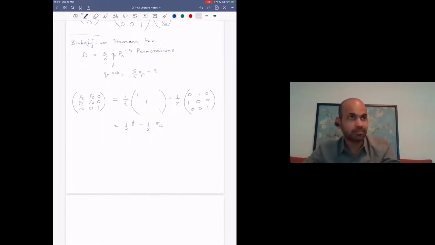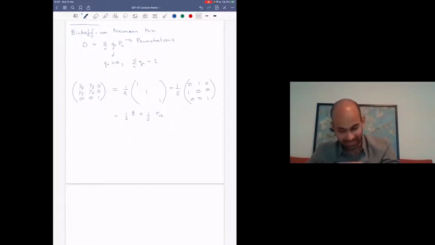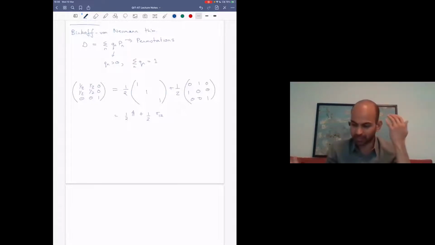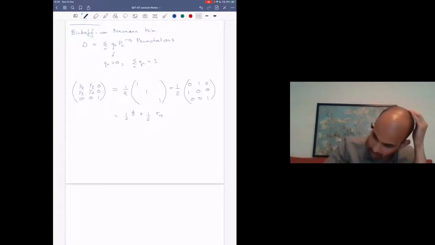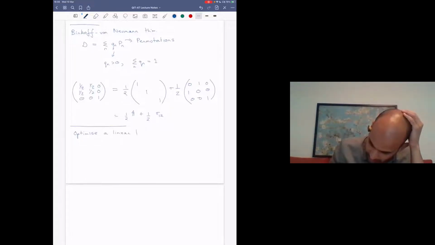Okay. Now, the reason why it's very nice that the doubly stochastic matrices are a mixture of permutations is because of the following. Imagine that we want to optimize a linear function. And what do I mean by this? So I have a function f of a vector v, which is a convex combination of the elements of v, i equal to 1 to d.